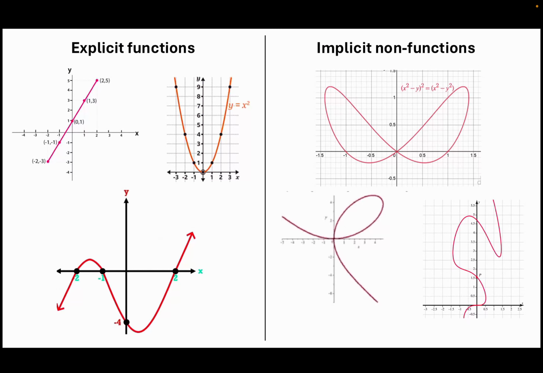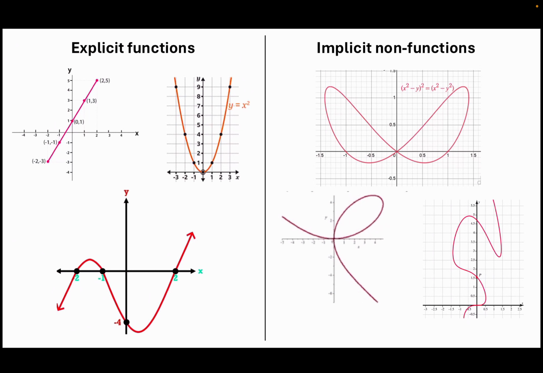Explicit. I didn't put this in your notes, but it's just a visual. Explicit is what you're used to. Lines, parabolas, polynomials, right? That's what you're used to. They all pass what we call the vertical line test. The vertical line test means if I move my vertical line from left to right, I don't touch more than one spot. All right, for all of these guys.